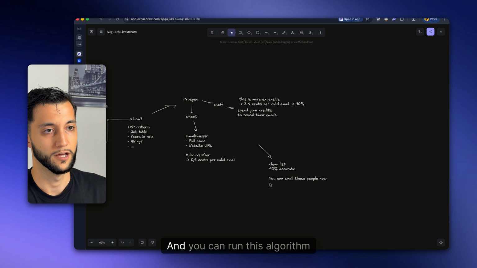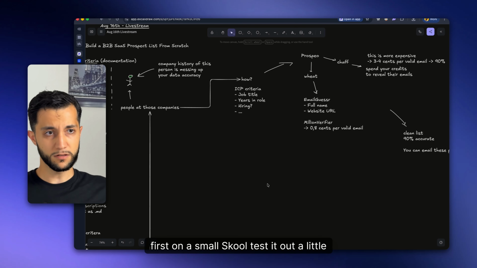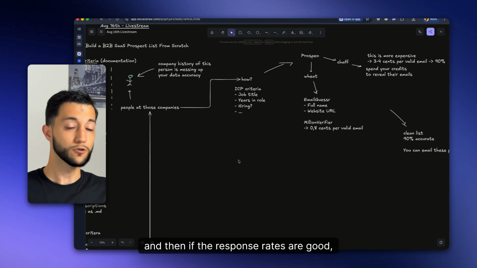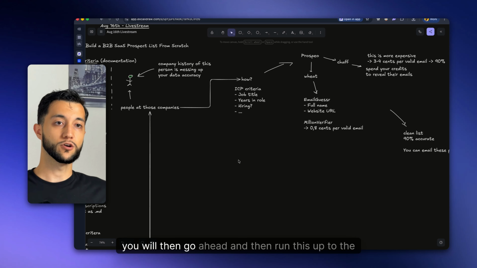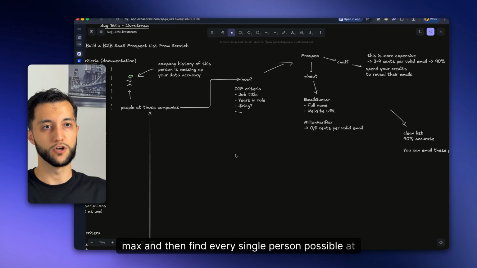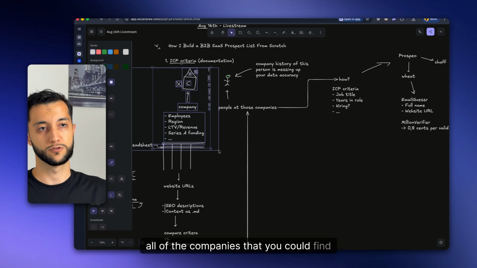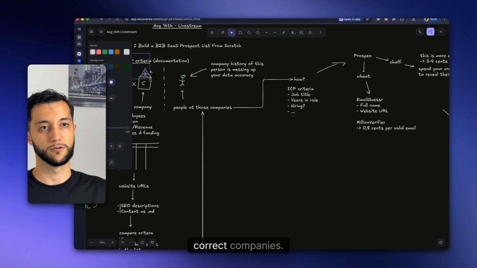That's how you get a clean and accurate prospect list that you can now email, right? This is the process. And you can run this algorithm first on a small scale, test it out a little, and then if the response rates are good, which they usually are because it's a super accurate list, you will then go ahead and run this up to the max and find every single person possible at all of the companies that you could find with those criteria.